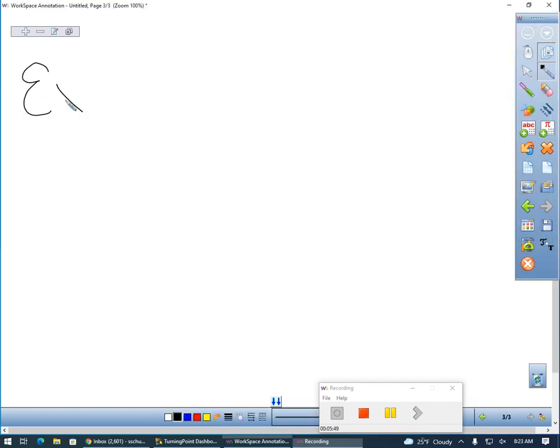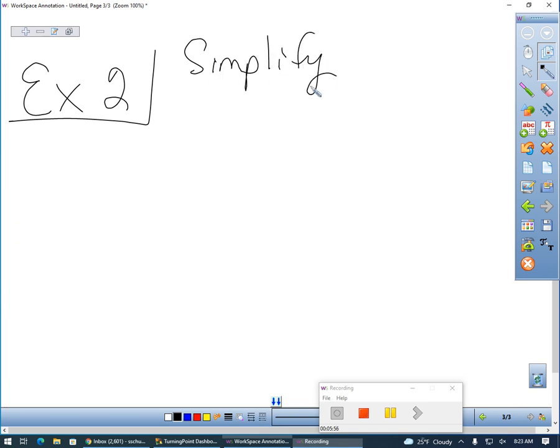Example number 2. Again, this is simplify. We're going to go 22 through 32 next. All right, we're simplifying now. We have to add a little bit more to what we had. What did I not include in the last ones? I didn't include coefficients, did I?